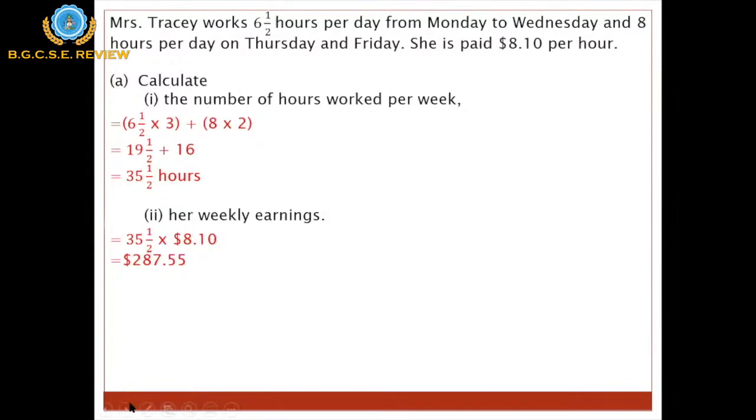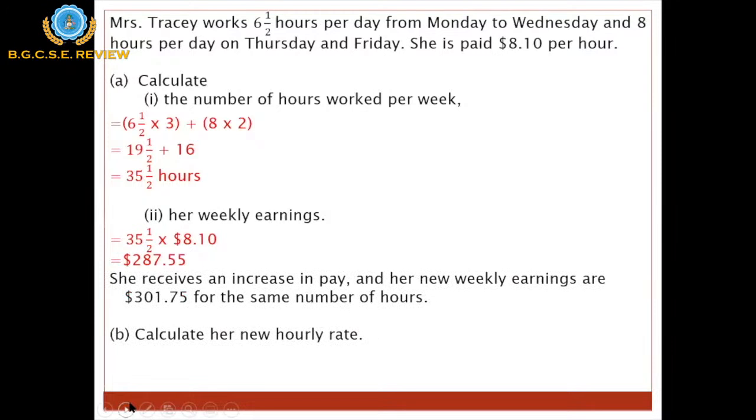Continuing on with the question, they tell me that she receives an increase in her pay. And so now for that same number of hours, 35.5 hours, she's going to get paid $301.75. She got an increase, but she's working the same number of hours. So it's still 35.5 hours. Calculate her new hourly rate. What I'm going to do, $301.75 divided by 35.5. I find that she made $8.50 as her new hourly rate, or $8.50 per hour.